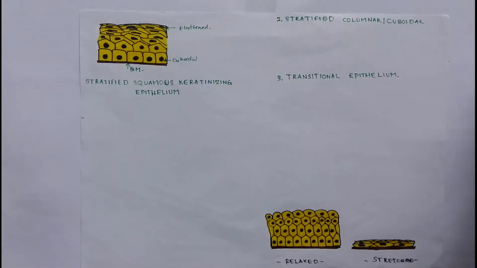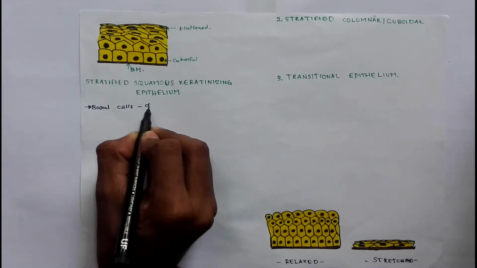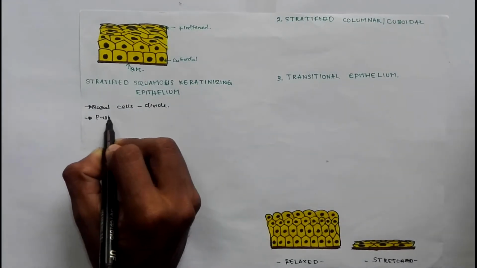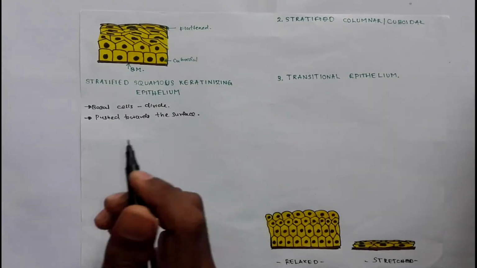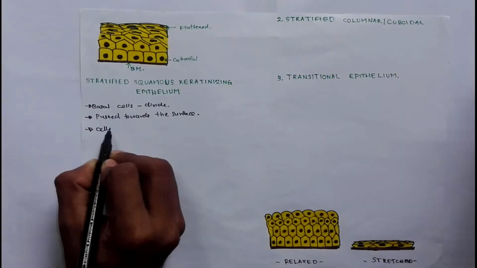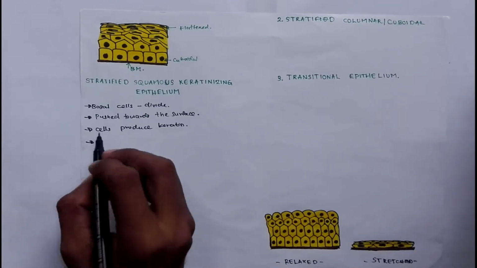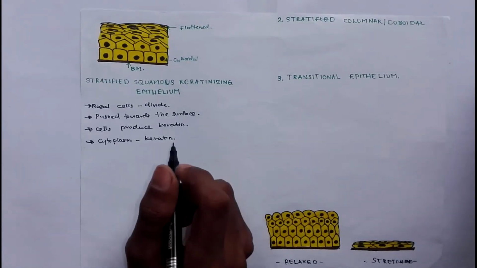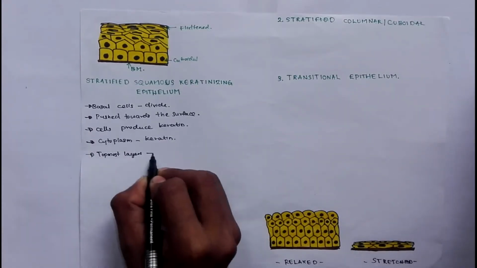Stratified squamous keratinizing epithelium is found in the skin. Basal cells continuously divide, and the new cells are pushed towards the surface. The cells produce keratin, and their cytoplasm gets filled with keratin. Topmost layers have dead cells.